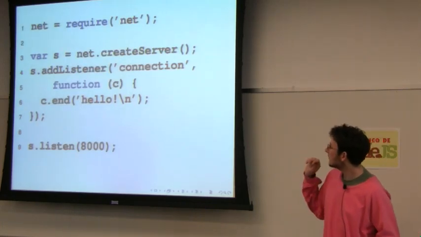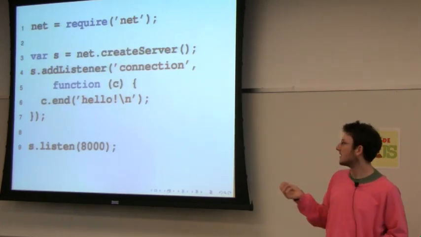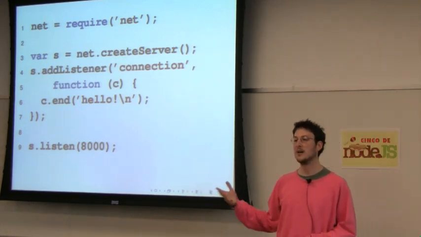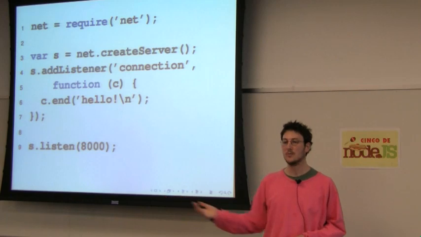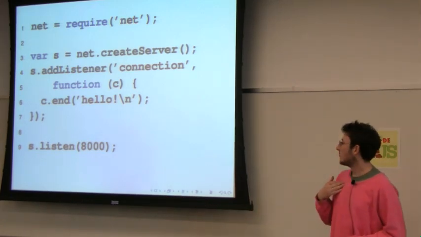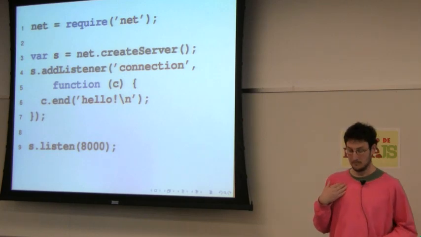And then when you get the callback, you call c.end, which sends whatever this argument is to the client and then closes the connection behind it. And then we listen on port 8000.